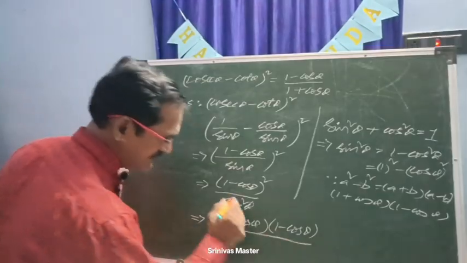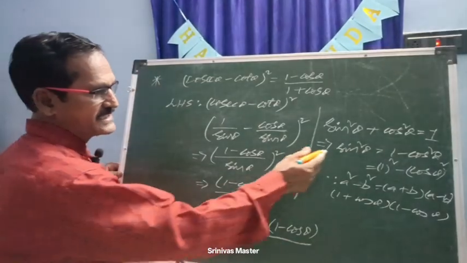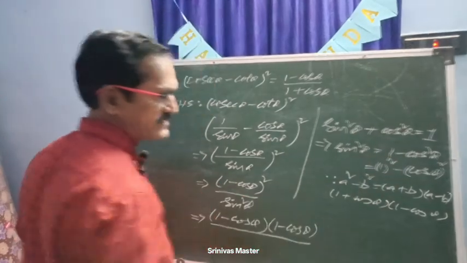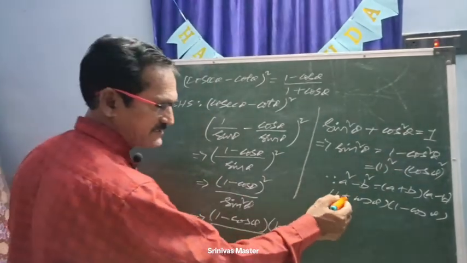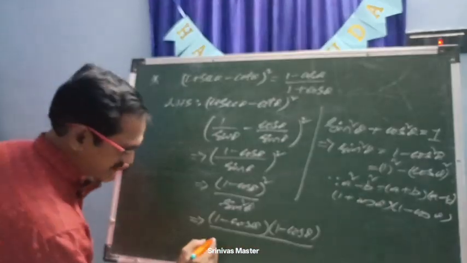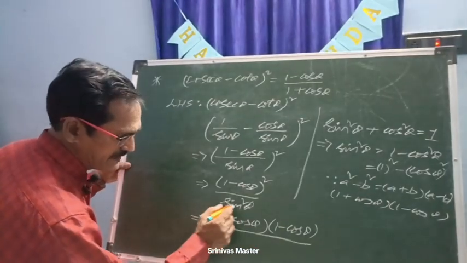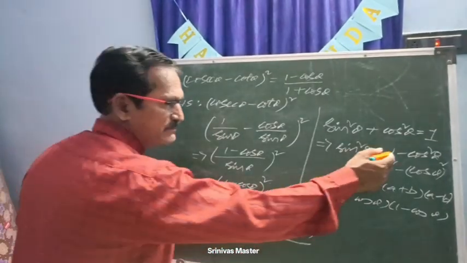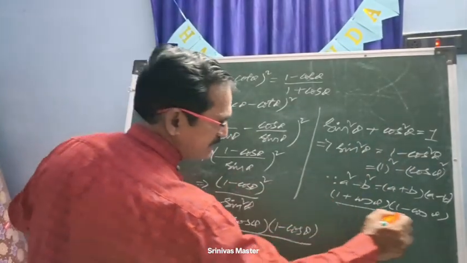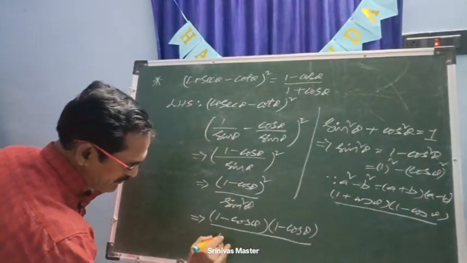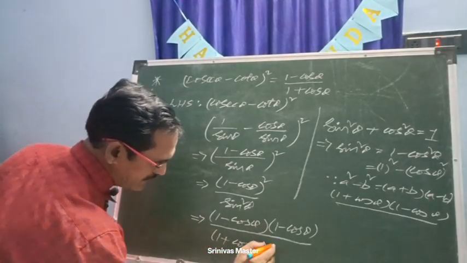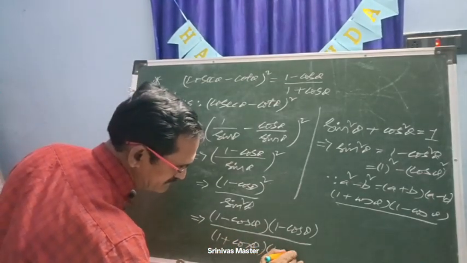By sin square theta. What is sin square theta? Sin square theta is equal to 1 minus cos square theta. In that 1 minus cos square theta, I wrote 1 plus cos theta into 1 minus cos theta. So when it is replaced, sin square theta becomes 1 minus cos square theta, which again can be written as 1 plus cos theta into 1 minus cos theta.